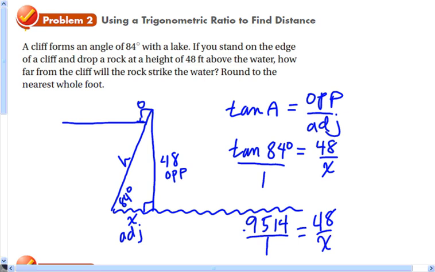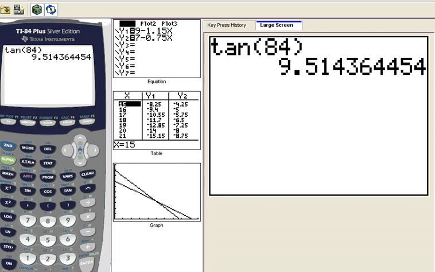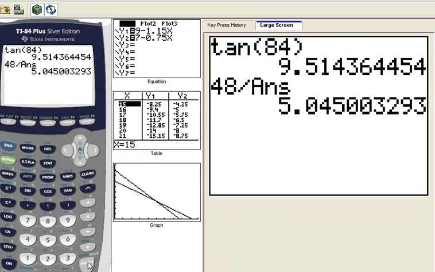And then we'll use cross multiplication here, so we get 0.9514x is equal to 48 over 1. So we can see that we need to divide both sides by that tangent of 84. So we need 48 divided by 0.9514, and I'm going to use my calculator to do that. I'm just going to do 48 divided by, and then use the function second and the negative sign. And that gives me my last answer, which is the whole tangent ratio. And I get 5.04.